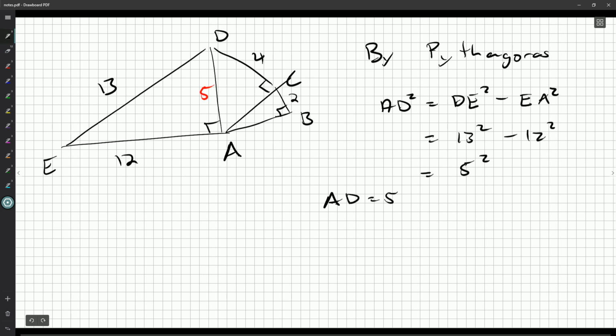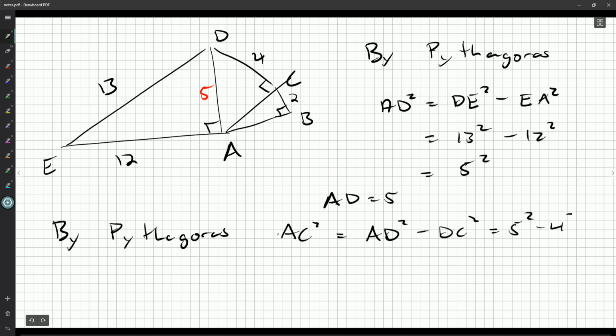And now we can find AC similarly. And you could also say, by Pythagoras, AC squared is AD squared minus DC squared. 5 squared minus 4 squared. It's going to be 25 minus 16. It's going to be 9, so it's 3 squared. So AC is 3.